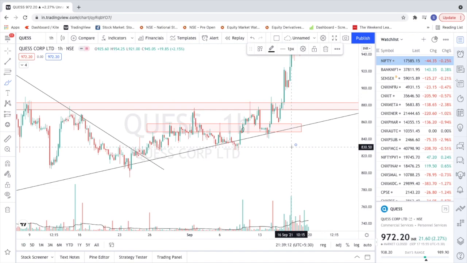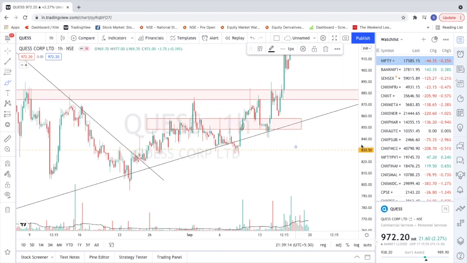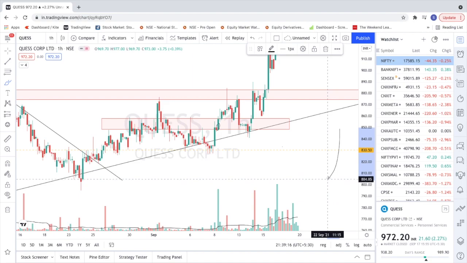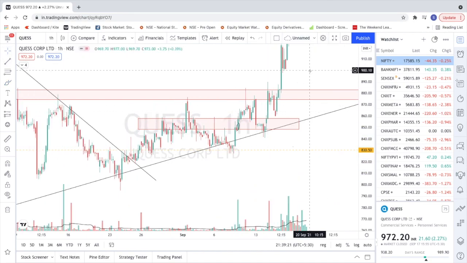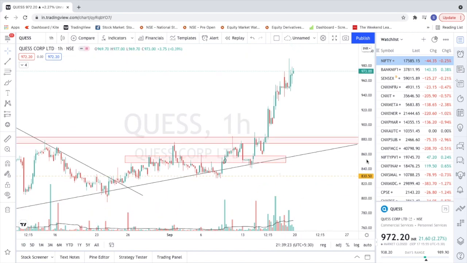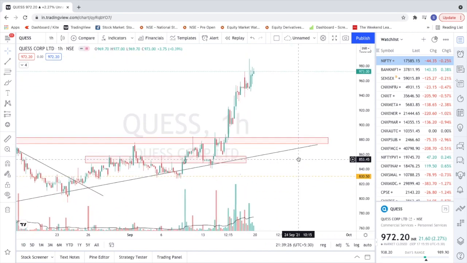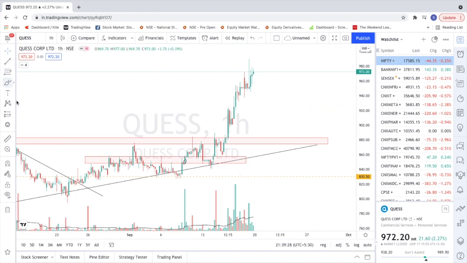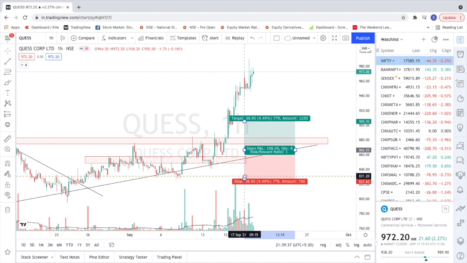So my stop loss was here at 830. Sorry, this is one of the disadvantages of using TradingView or something like this. My risk to reward ratio was more than 1 to 6.5. I kept my stop loss here. My entry was at 852, and I have not booked my profits yet.